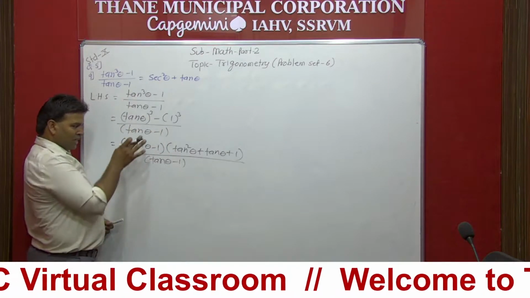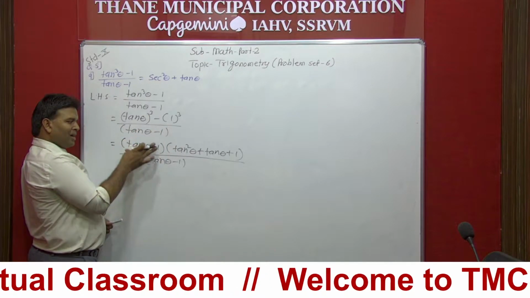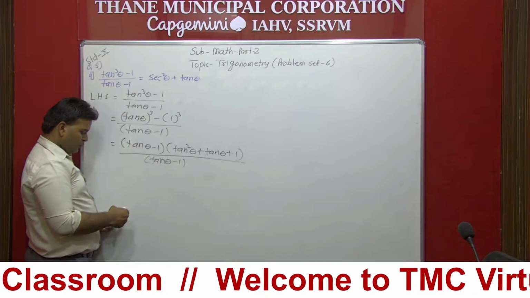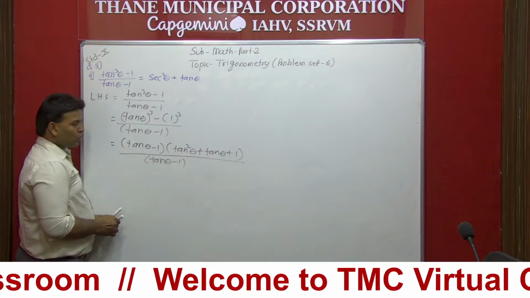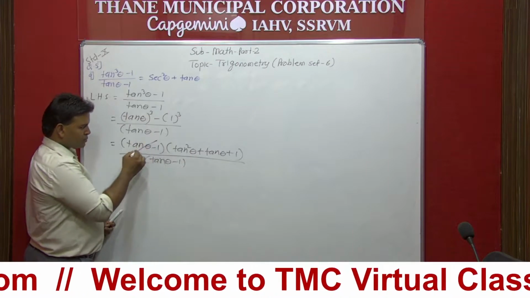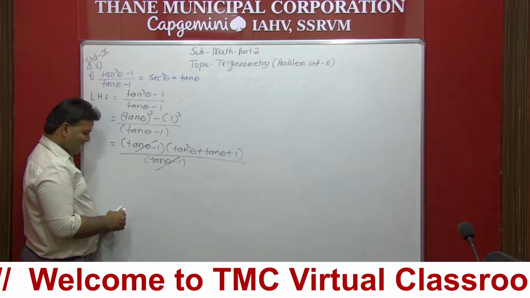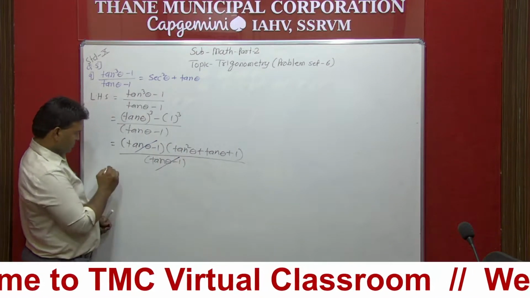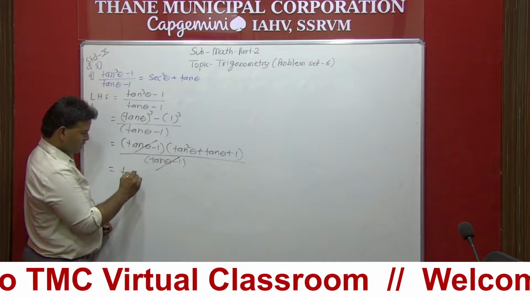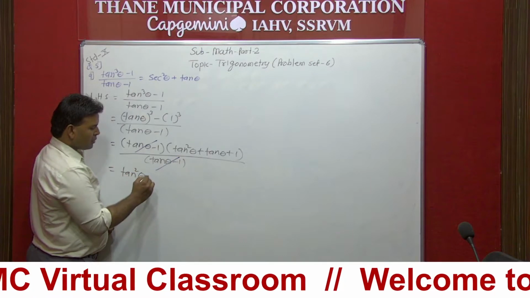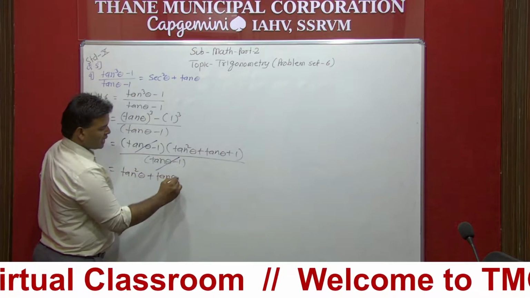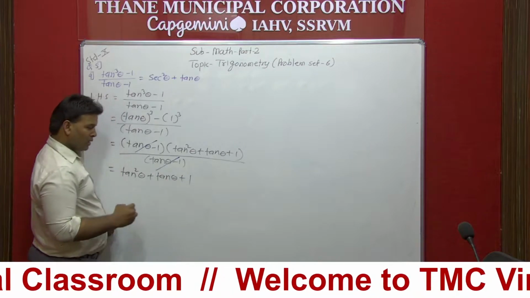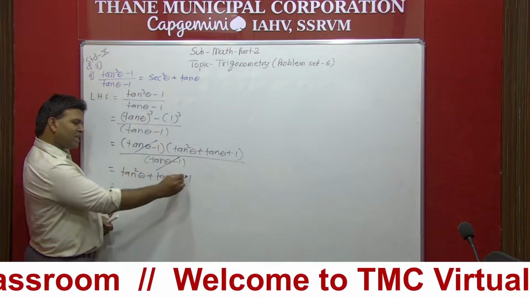Now see, this is the numerator and this is the denominator, both are the same, so both will get cancelled. So here I am going to cancel this one. We will be left with tan square theta plus tan theta plus 1. Now in the next step, I will take these two together.